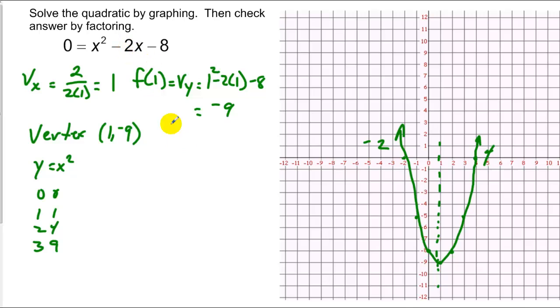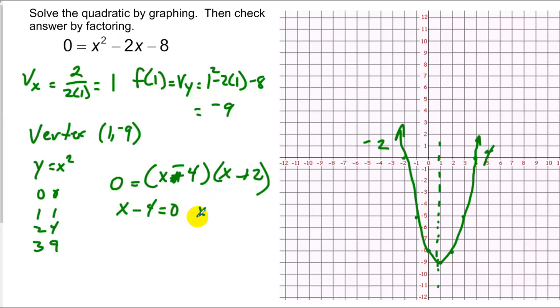And notice if I factor this quadratic, 0 equals, what multiplies to negative 8 and adds to negative 2, that's x minus 4 and x plus 2. Using the zero product principle, x minus 4 is equal to 0, and x plus 2 equals 0, so x equals negative 2, and x equals 4. So there's our graph showing that our x-intercepts are negative 2 and 4, and checking by factoring, we get the same solution to that graph.